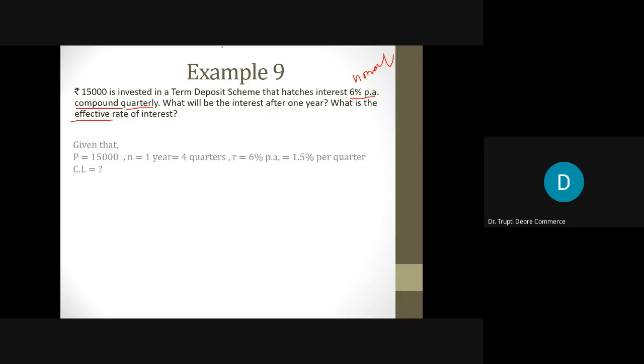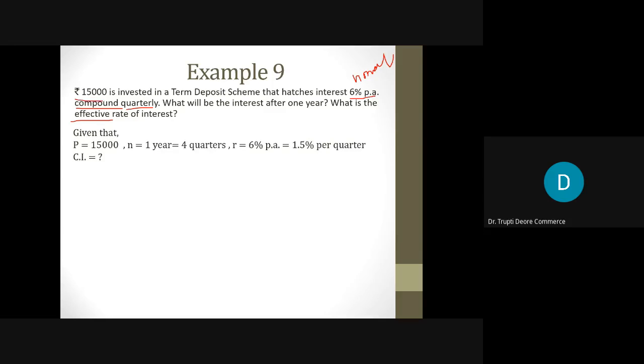So let's take out what is given. 15,000 is invested, so P is 15,000. N is 1 year. It's in a year, but compounded quarterly, so it is converted into quarters. 1 year is equal to 4 quarters, so N is 1 into 4, we get 4 quarters. R is 6% per annum, so we have to convert it to per quarter. 6 divided by 4, so we get 1.5% per quarter.